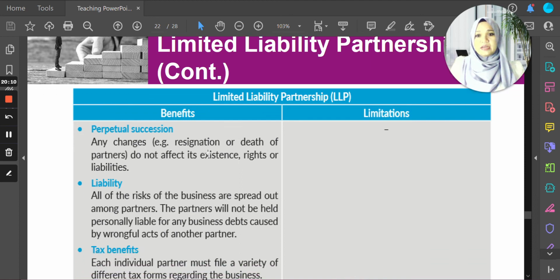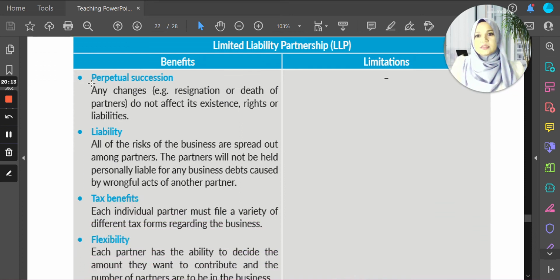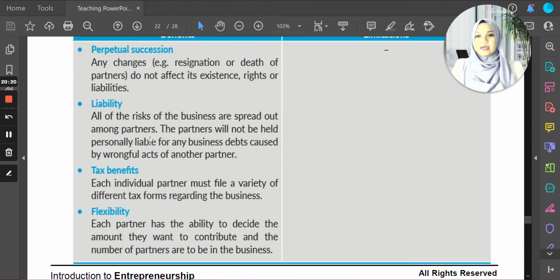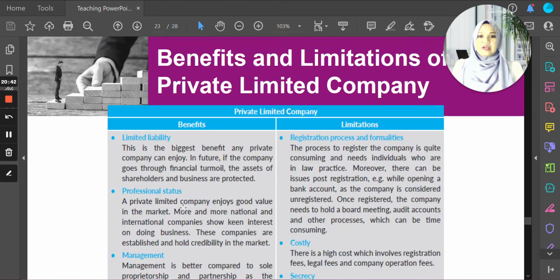Other than that, the benefits also include perpetual succession, so any change, resignation or death of a partner will not affect its existence. Liability: all of the risks of the business are spread out among the partners, so you don't have to worry about being the only one who pays those liabilities. You have partners to help you. And there are also tax benefits, where each individual partner files a variety of different tax forms regarding the business.